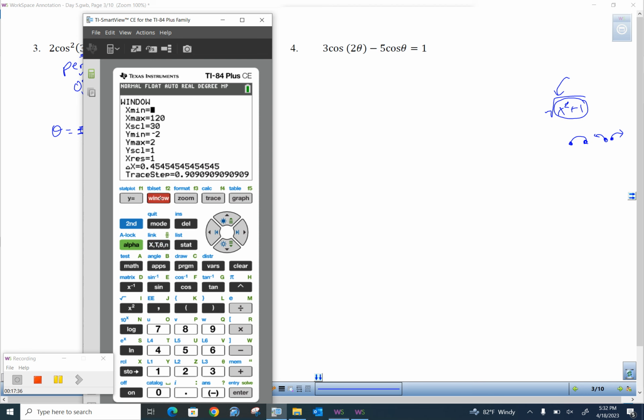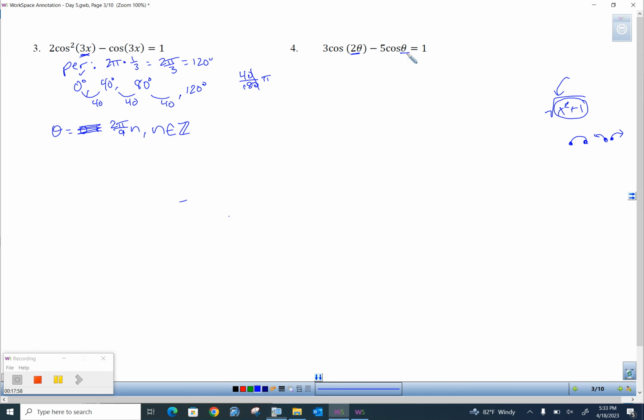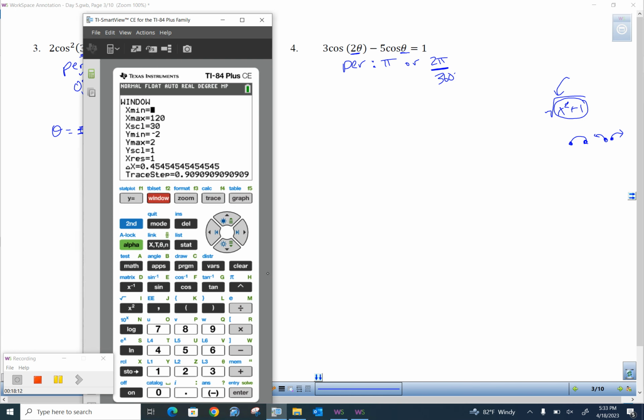When that's the case, when these two don't agree on what the period should be, we're going to have to check both. So this one says it's supposed to be pi. This one says it's supposed to be 2 pi. We're going to start with the larger one, 360, and see if that shows a full lap or 2 full laps.